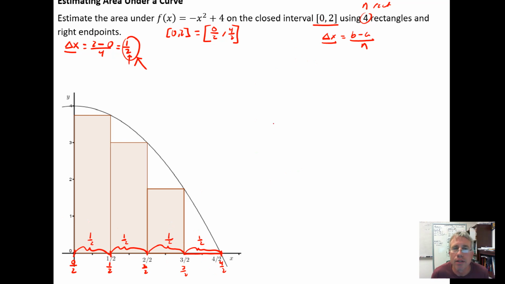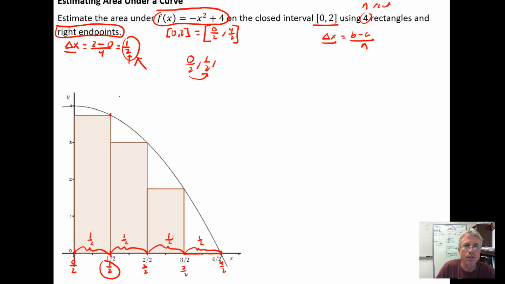So once you do that, you need to construct your rectangles, which I've pre-drawn, but you will, when you do your homework, need to draw them yourselves. And the idea is you want to identify, am I using right or left endpoints? And this says right endpoints, which means the upper right corner of each rectangle must be on the curve or on the graph of f of x. So what you do is you start at your interval. You say, I'm starting at 0 over 2. The next number over is going to be 1/2. You move over one number to the 1/2, and then you find the point, input 1/2, output f of 1/2.